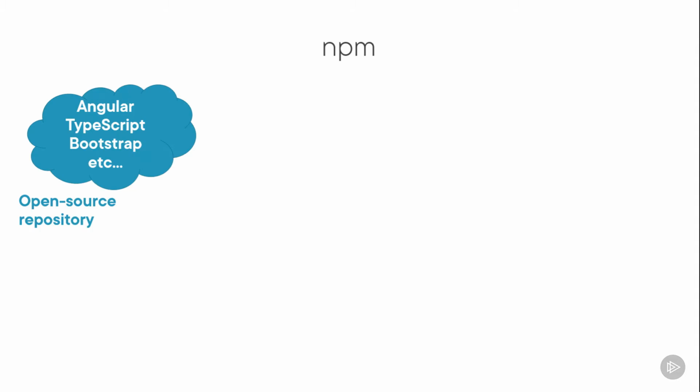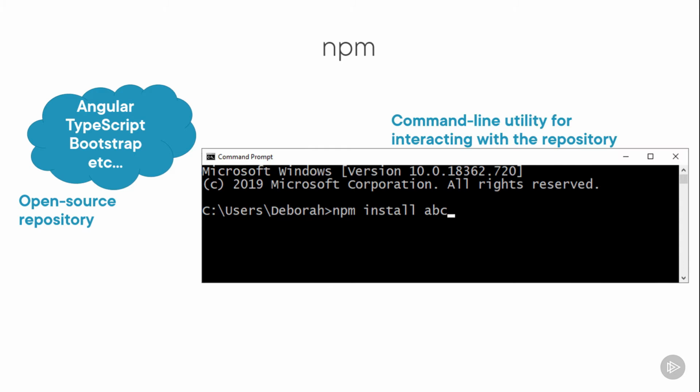First, it's an online registry or repository of open source and free libraries and packages. It contains many JavaScript packages such as Angular, TypeScript, and Bootstrap, which is a web styling framework. Second, npm is a command line utility for interacting with that repository.